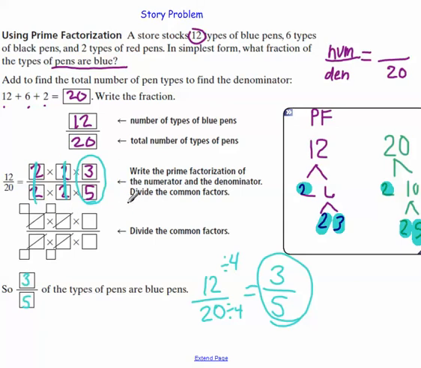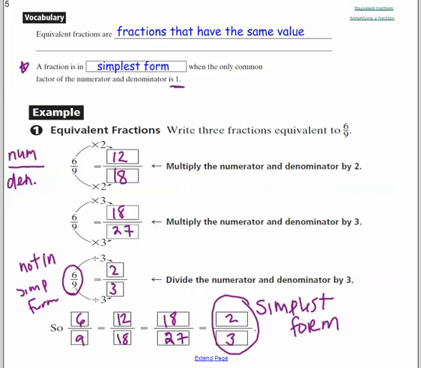So this is just a different way of simplifying a fraction. I could use my prime factorization. Either way, I get the same answer, 3/5. Okay, we will do some work problems related to simplifying a fraction and finding equivalent fractions tomorrow.